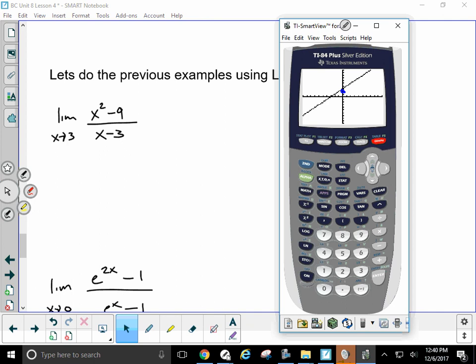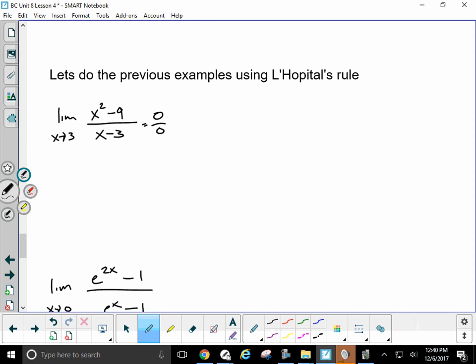I can see at 3, it looks like I have a function value, but it turns out at 3, I do not. I have 0 over 0. But if I plug in 3.0001, I see this limit should be 6. Okay? My function value is approaching 6. How do I get 6 from this? Well, we use L'Hopital's rule. I first plug in 3, I got 0 over 0. You guys got that. Well, if I take the derivative of the top and the derivative of the bottom, I get 2x over 1. And I will take the limit as x approaches 3 of 2x over 1.